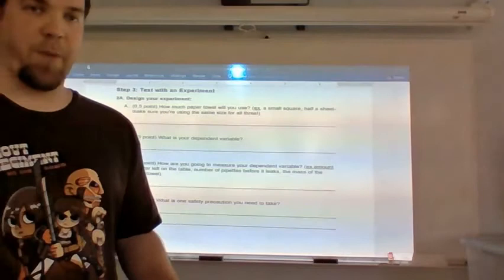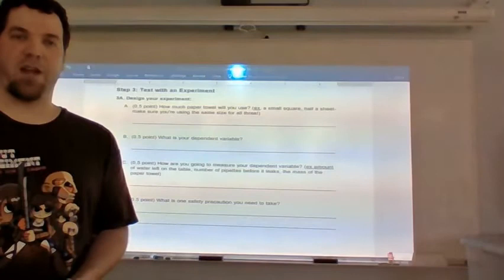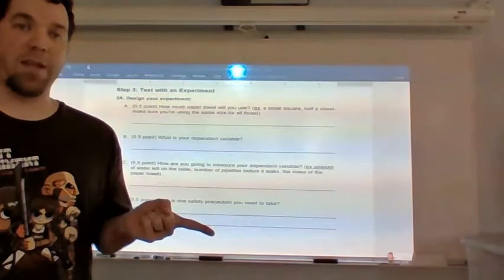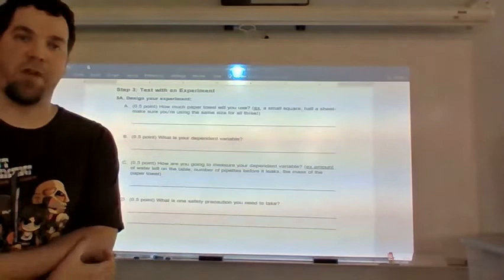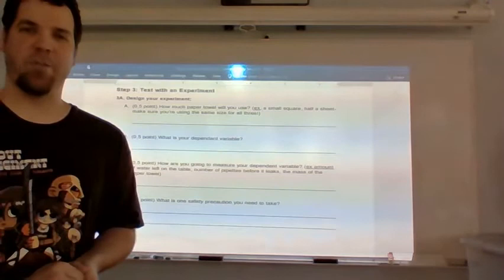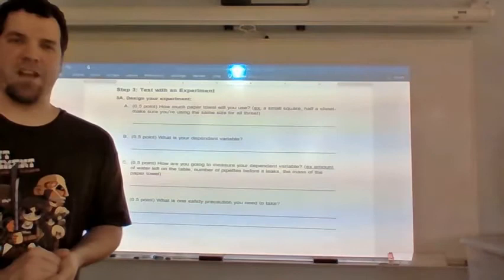The dependent variable will change depending on which experiment you like best. It would either be the number of pennies before it breaks, or the weight of the water that the paper towel holds. Part C is asking how you're going to measure this variable. With the pennies, we are going to count the pennies. With the absorbency, we are going to measure the mass with a balance. And for the safety precaution, I just have to make sure I won't drown.